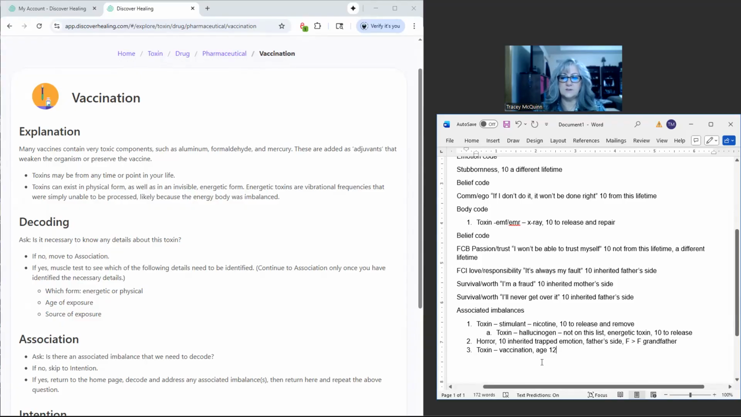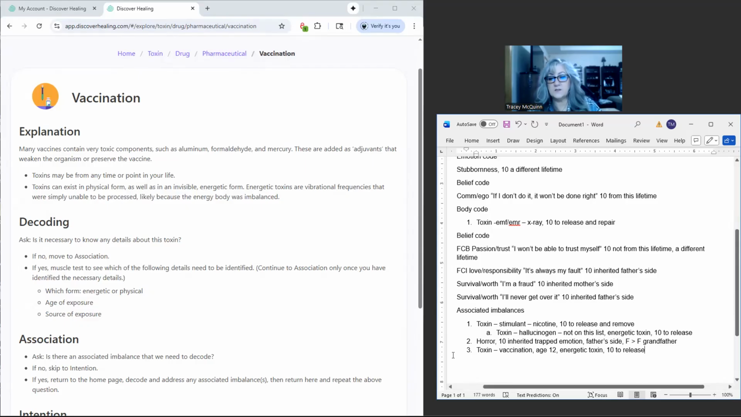Okay, so is this 3 to release? Is this 10 to release? Is this energetic? It is. Okay, so an energetic toxin, meaning that in this case, he actually had this vaccination, obviously, because is that the case? And processed part of it, didn't process fully that energetic toxin that his body just couldn't finish processing, I guess. Is this the case? Yes. Okay, so do we need to know more about it? No. Okay, is there an associated imbalance beneath that? No. Is there another associated imbalance beneath this belief system? No. So we're ready to take care of this stuff.